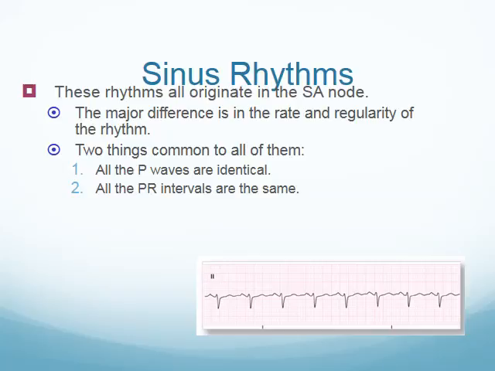Sinus rhythms, they all originate in the SA node. The major difference between regular sinus rhythm and any type of dysrhythmia is going to be the rate and the regularity of the rhythm. So two things common to all of them. All the P waves are identical, and all the PR intervals are the same. So in any sinus dysrhythmia, we need to make sure that we have P waves that are identical, and the PR interval isn't variable.